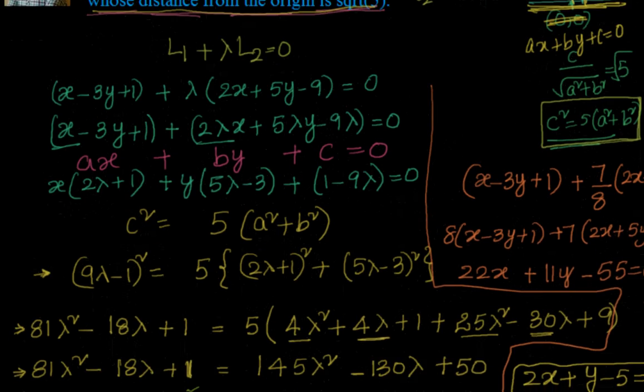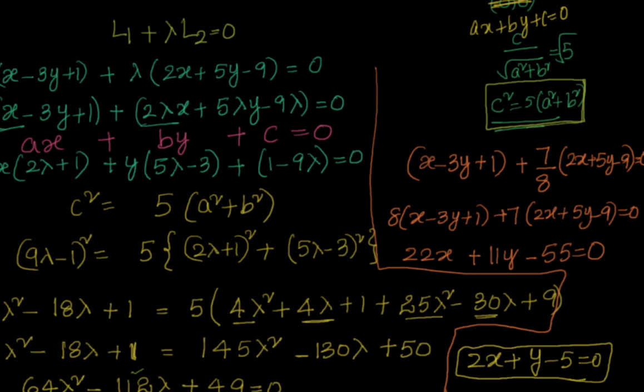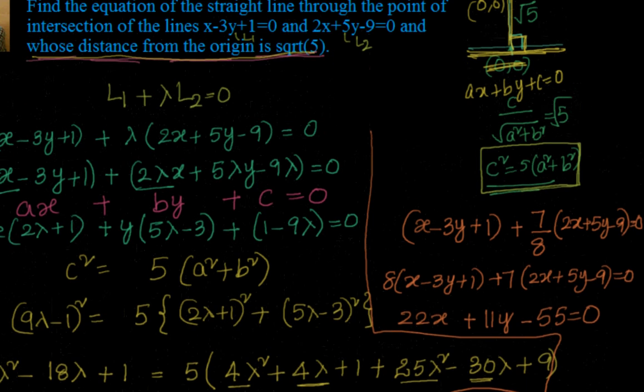Now go back to L1 plus lambda L2 and substitute the value of 7 by 8. You will get that the equation of the straight line passing through the point of intersection of those two lines, x minus 3y plus 1 equal to 0 and 2x plus 5y minus 9 equal to 0, and also at a distance of root 5 from origin is 2x plus y minus 5 equal to 0.